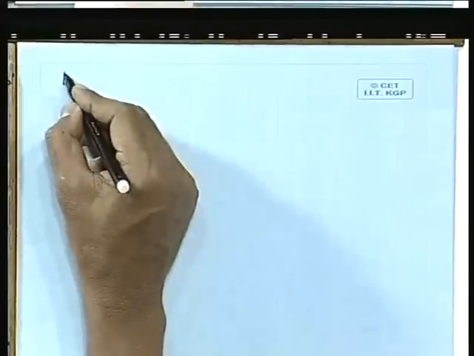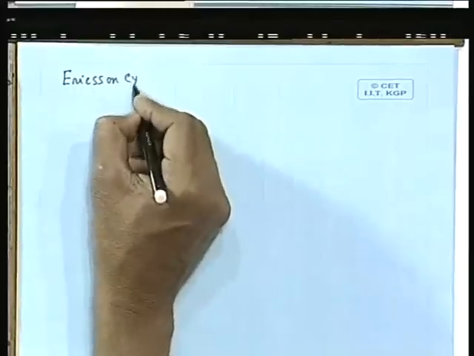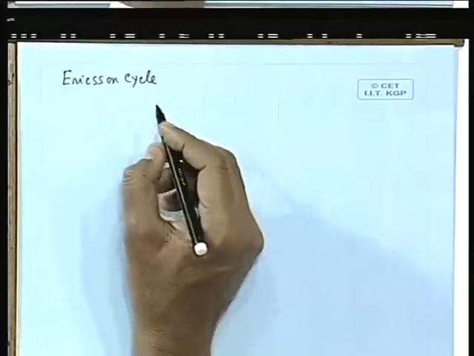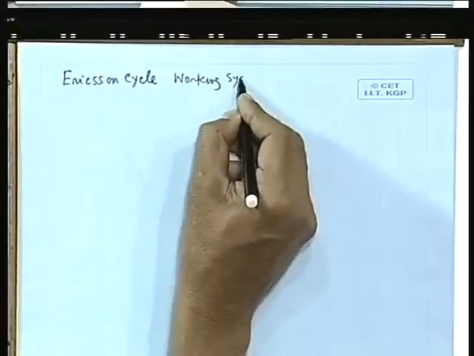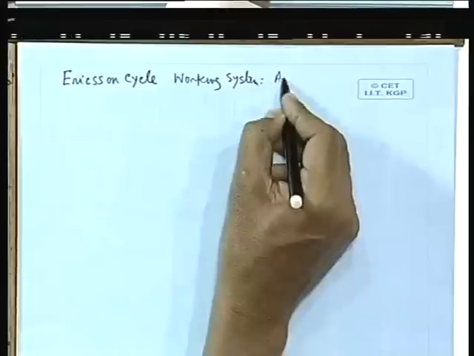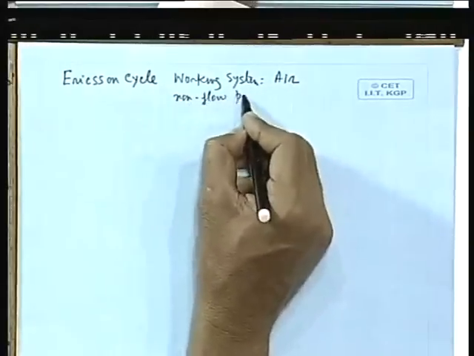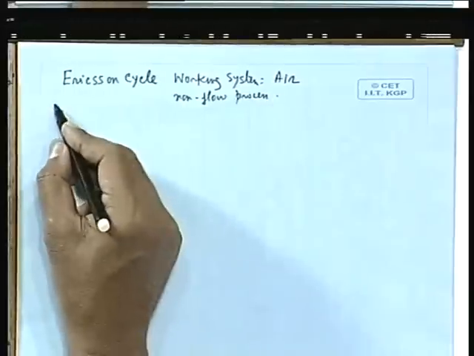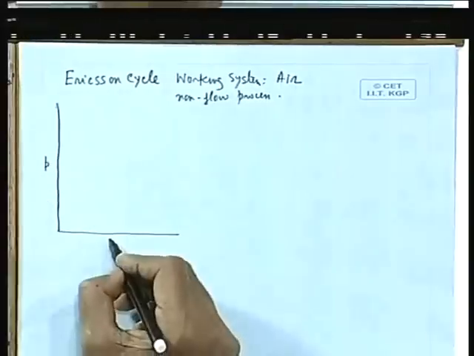Okay. Again, now we will discuss another cycle known as the Ericsson cycle. It is almost similar to a Stirling cycle, the concept is almost the same. Your working system is there, these are all the same, and non-flow process, but the only difference is in the processes in the cycle.